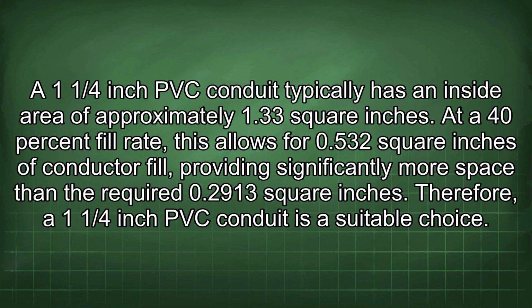A 1/4-inch PVC conduit typically has an inside area of approximately 1.33 square inches. At a 40% fill rate, this allows for 0.532 square inches of conductor fill, providing significantly more space than the required 0.2913 square inches. Therefore, a 1/4-inch PVC conduit is a suitable choice.